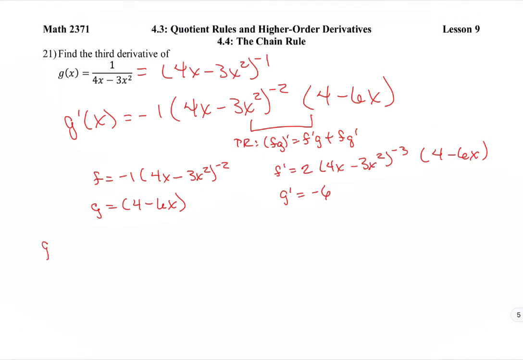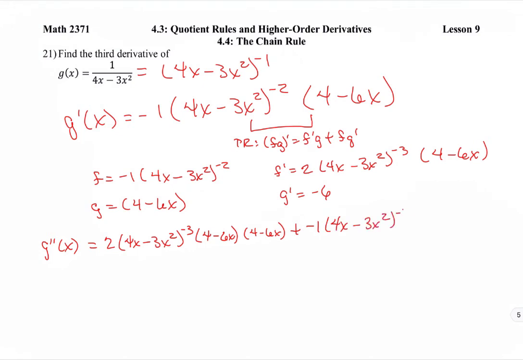So now let's find g double prime of x. So that equals 2 times (4x minus 3x squared) to the negative 3 times (4 minus 6x) times (4 minus 6x) plus negative 1 times (4x minus 3x squared) to the negative 2 times negative 6.